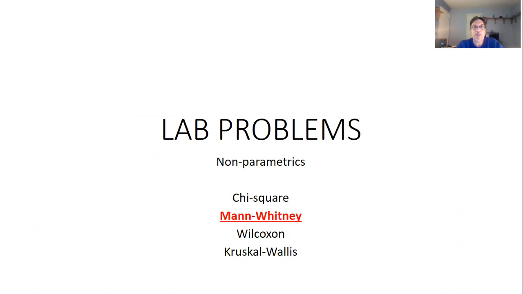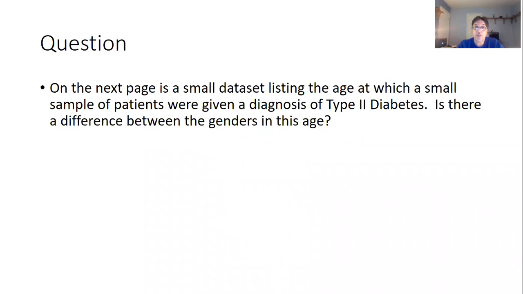Okay, next one, Mann-Whitney. So shake it off. Let's move into the Mann-Whitney. This is our correlate to the independent samples t-test. So we have 2 groups, but it is non-parametric.